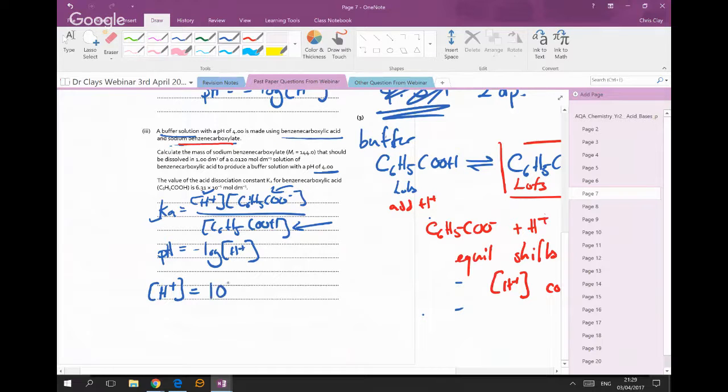So here, 10 to the minus pH. I'm going to work this through because I think my answers here are wrong for this particular question. So we've got minus 4. So this is going to give us a H plus concentration of 1 times 10 to the minus 4 in this particular example. Then we're going to use that in our expression. We're going to rewrite our expression to work out the concentration of the salt.